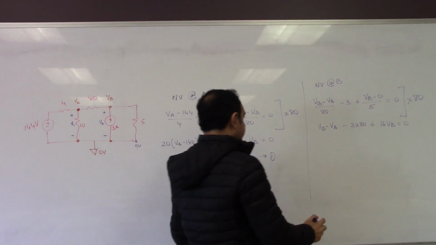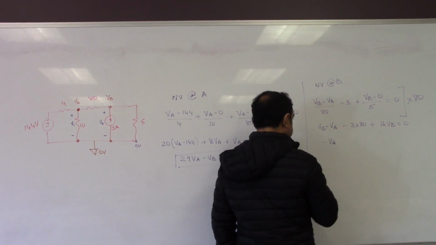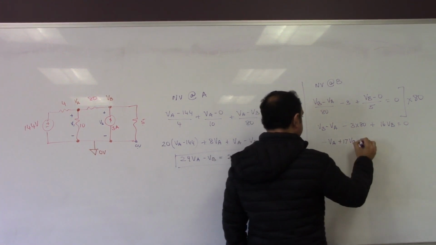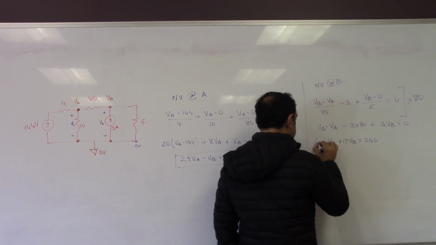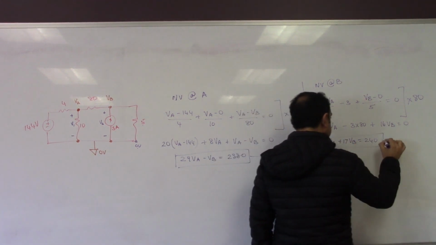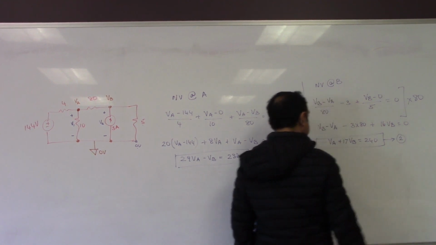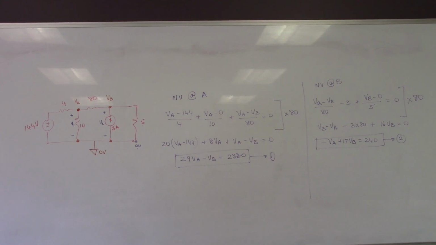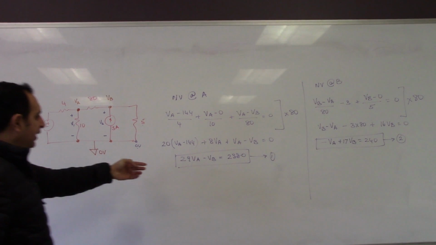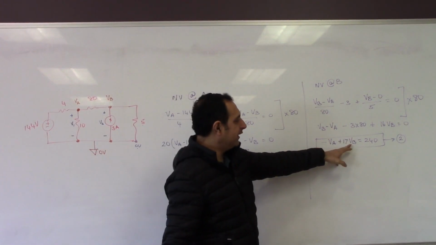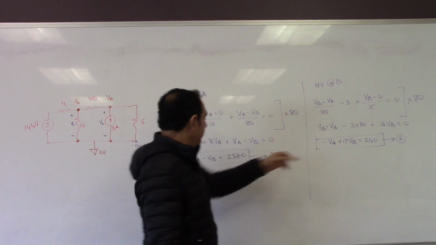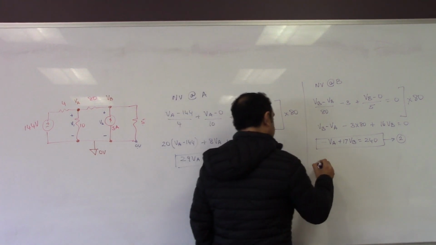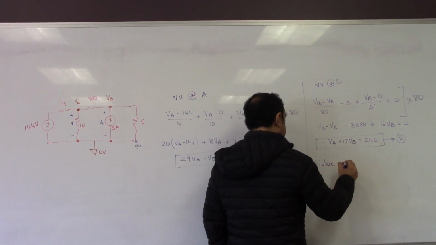All right, so let's put together these terms. You'll have minus VA plus 17 VB equal to 240. So we need to solve 1 and 2. You can multiply this by 17 and add it, that way VB will get cancelled. Or you can multiply this by 29 and add it, that way VA will get cancelled. In either case, solve 1 and 2, and tell me what VA and VB are.